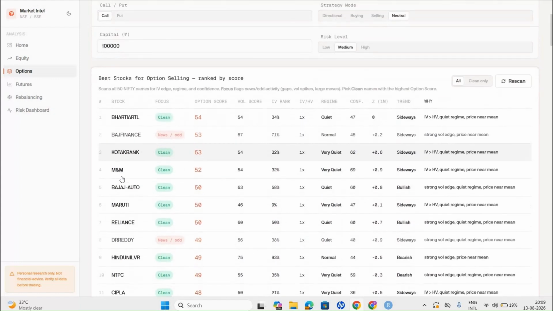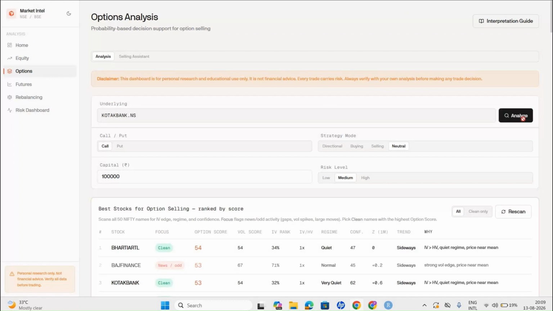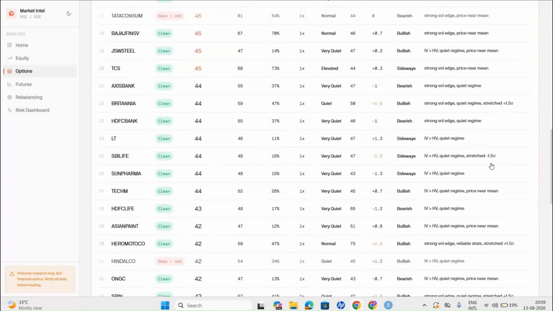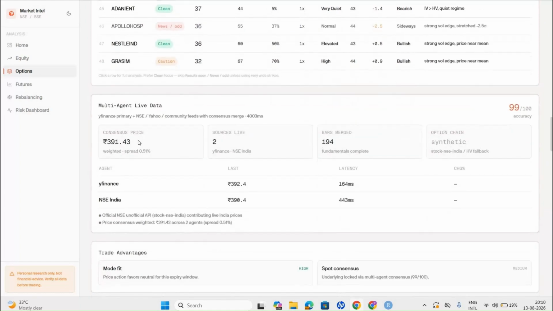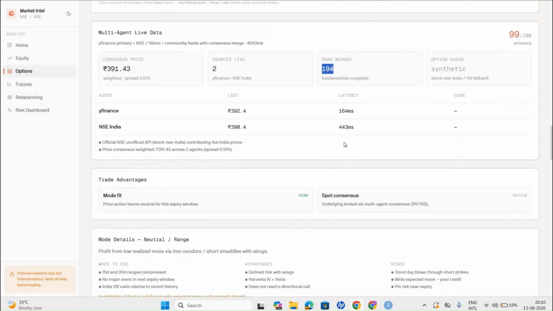If you want to go further and analyze more stocks, let's suppose Kotak Bank, I just click here, or you can type here and click analyze. Then if you go to the bottom, this is analyzing the market data. Here you can see the price is 391, and the source is Yahoo Finance as well as NSE data to get the live data. And 194 data points have been taken to analyze this stock.